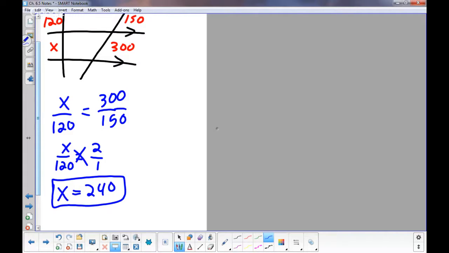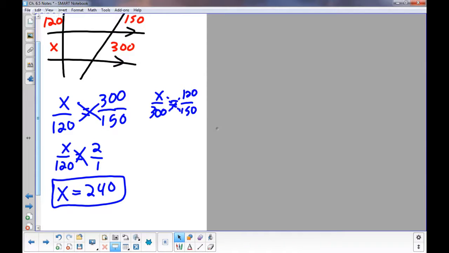If you had decided to go x over 300 is equal to 120 over 150, that's fine as well. Because you'll notice that the x is still multiplying the 150 and the 300 is still multiplying the 120, just like it does in our original. So either way you set it up will work. You'll still get the same answer. So now you're doing 12 and 15, but you'll still get down to 240 in the end.